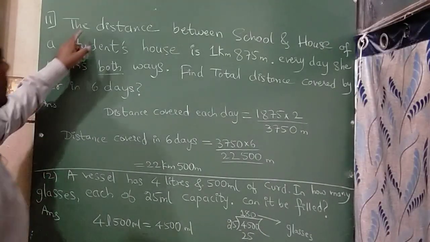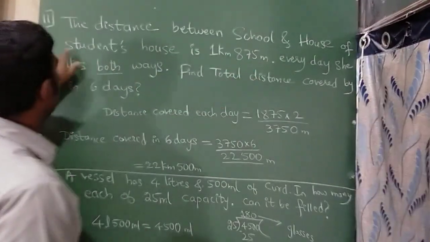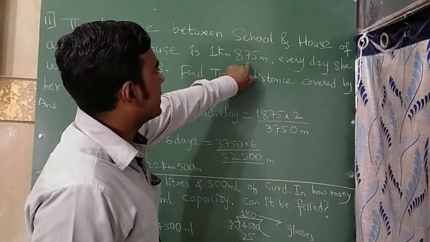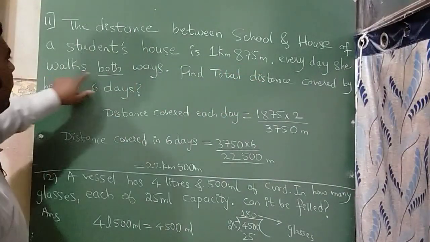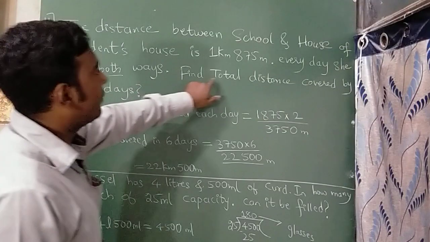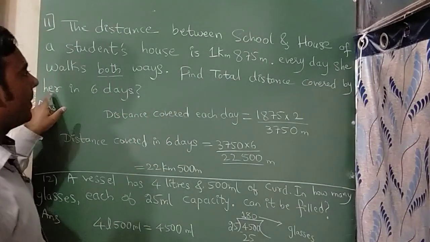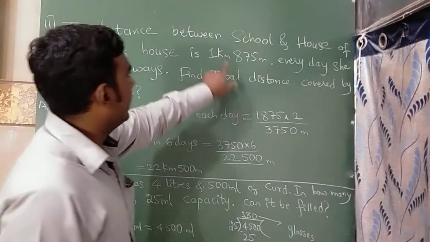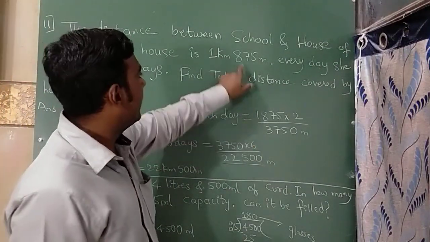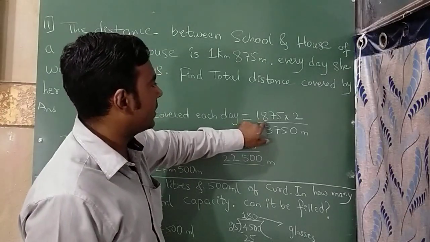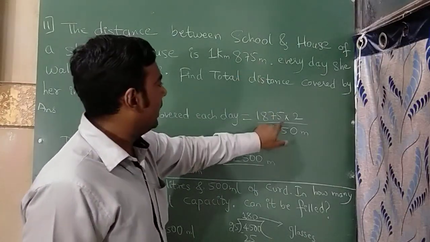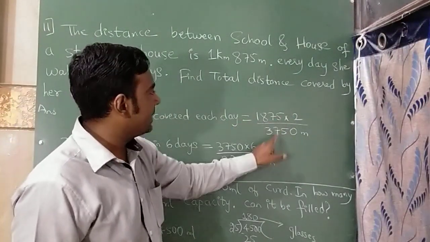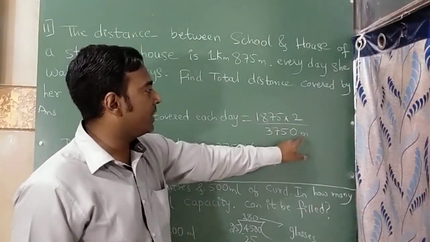Now 11th question. The distance between the school and the house of a student is 1 kilometer 875 meter. Every day she walks both the ways. Find the total distance covered by her in 6 days. Distance covered each day is 1 kilometer 875 meters, so I have written 1875 meters into 2. Why have I written 2? Because it is both the ways. So if I multiply this, I'll get 3750 meters.